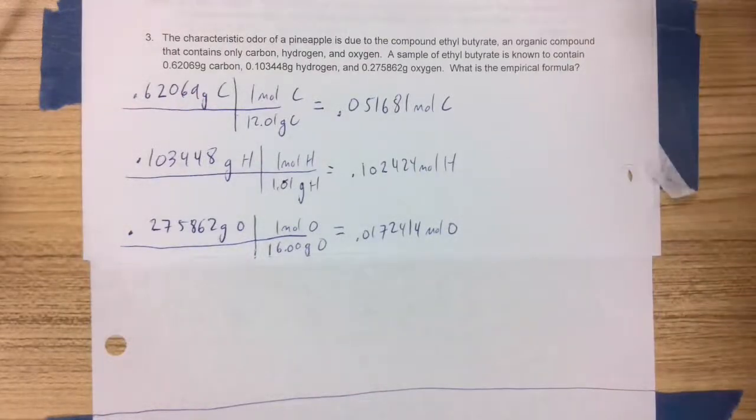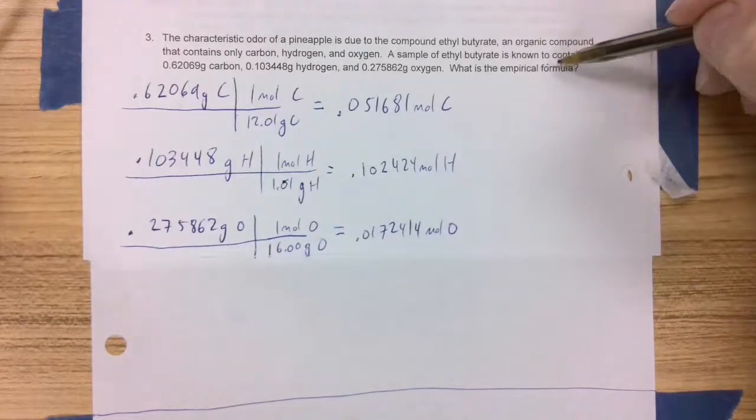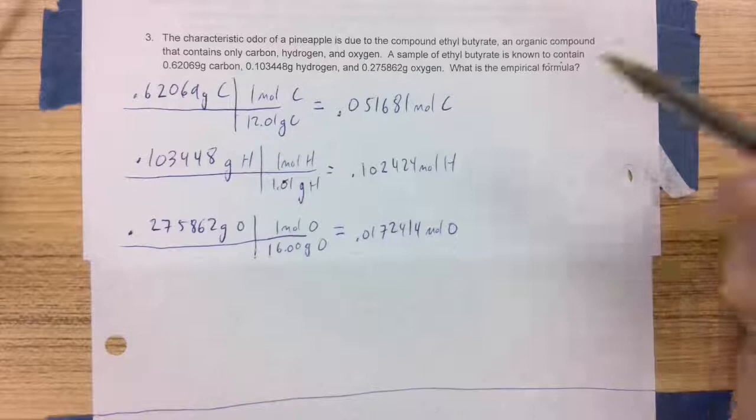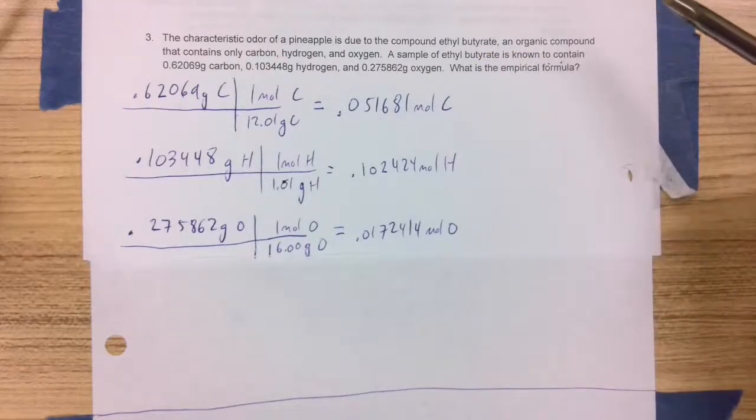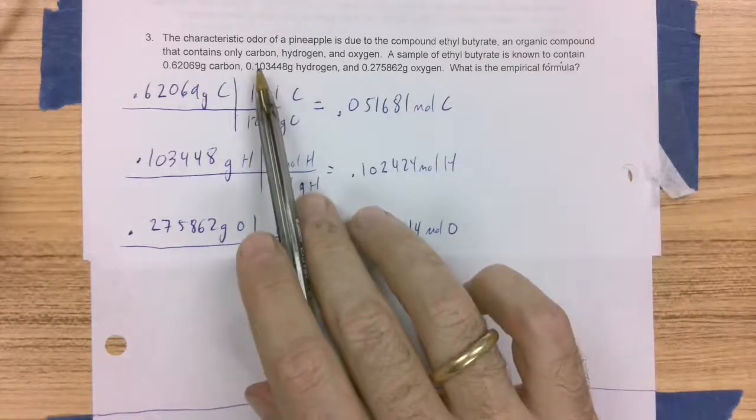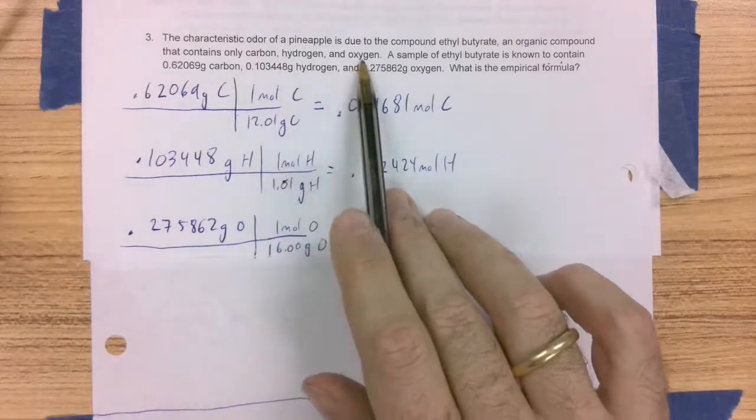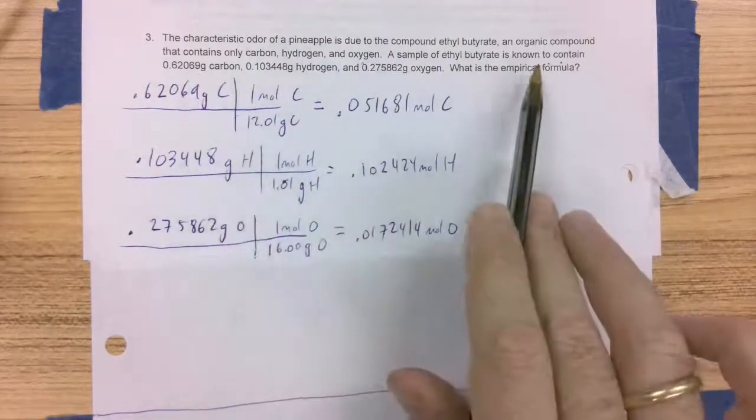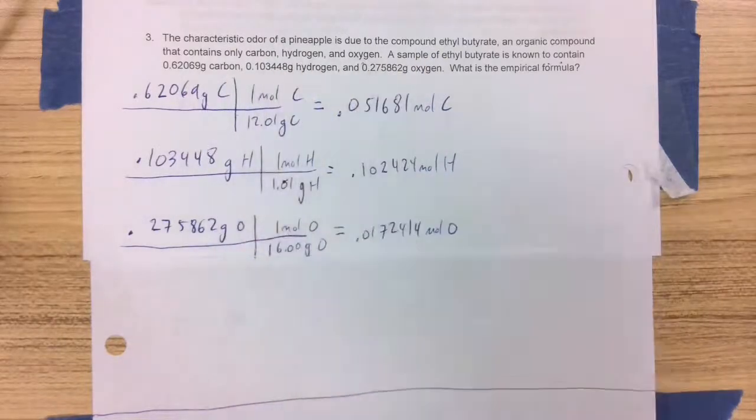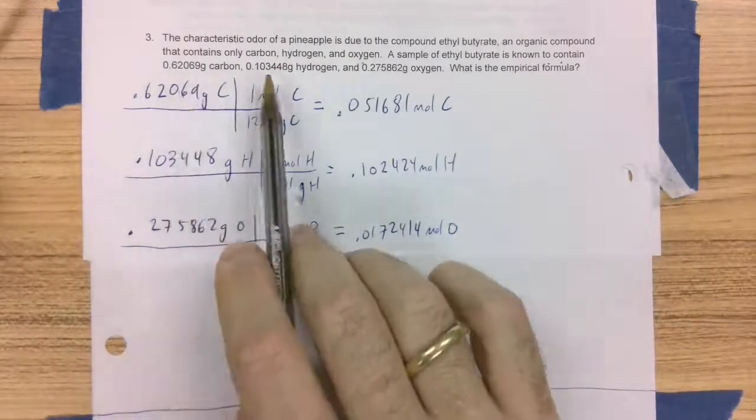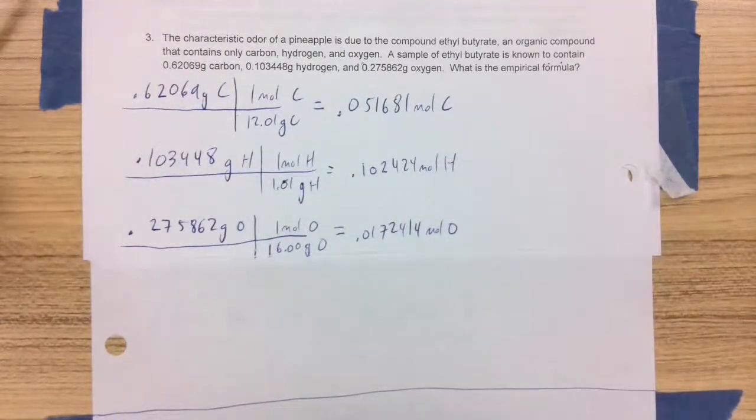All right, we're doing part 2, problem 3, practicing finding an empirical formula from lab data. This one talks about ethyl butyrate, and ethyl butyrate helps pineapple smell like pineapple. How cool. It contains only carbon, hydrogen, and oxygen, and somebody went into the lab, analyzed a sample, and found exactly that much carbon, that much hydrogen, that much oxygen. They must have used some really, really good machines to get to that many digits of precision.